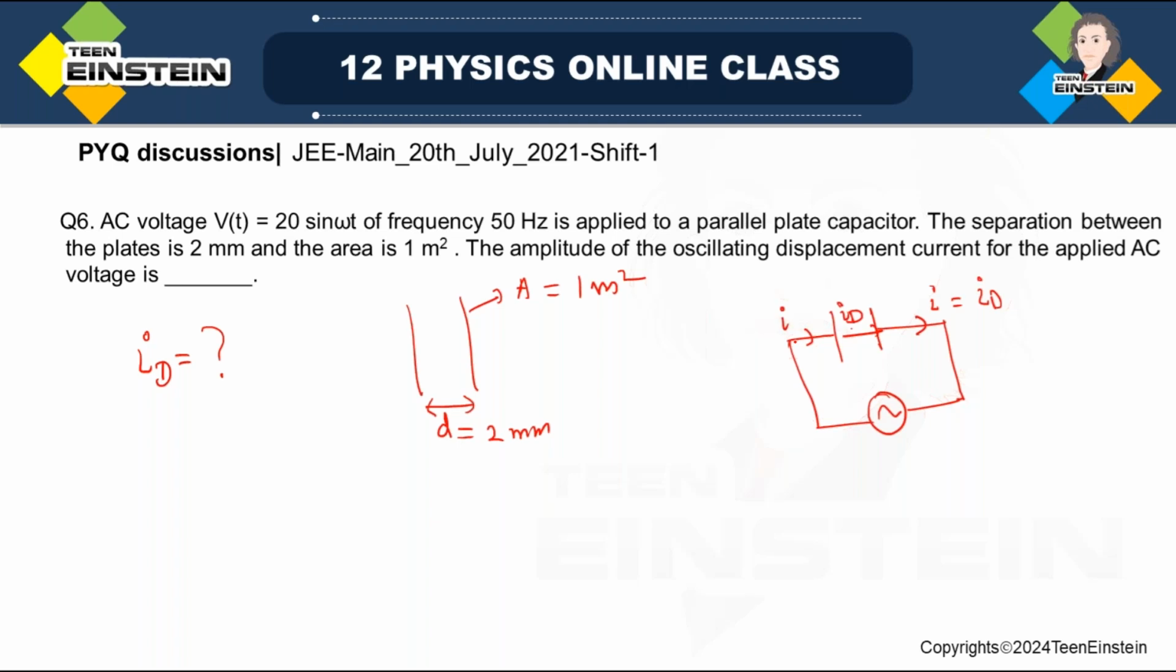So how do you find out the current? If you know the voltage given here, say the magnitude of the voltage is 20 volt, then how do you get the amplitude of the current? I have to say this is V0. So the amplitude of the current will be I0 is equal to V0 by Z. So what is Z here? There is no L, no R, so Z will be XC itself. The resistance in the circuit will be XC. So we have to find out what is XC. XC means 1 over omega C. Omega is the frequency of the voltage and C is the capacitance of the parallel plate capacitor.